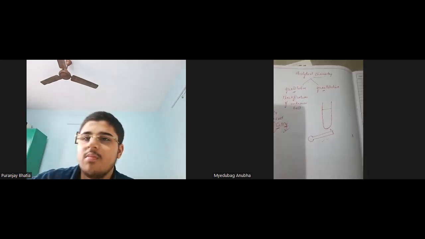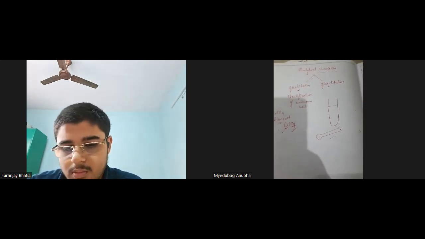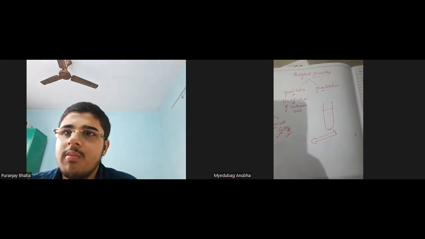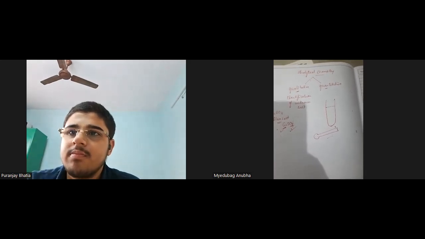Qualitative analysis includes the identification of an unknown substance. We don't know whether the substance is a salt or an acid, right? Mostly, in most cases, it is a salt. And by quantitative, I mean the quantity you are taking for the experiment. You should not take an excess quantity. By taking an excess quantity, the reaction will go the other way, right?